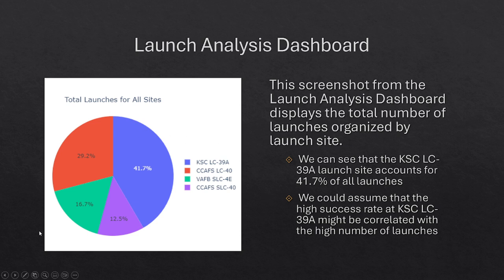This one in particular, this pie chart, is analyzing the percentage of launches from each site. And we can see here that the KSC launch site that's been so successful also accounts for 41.7% of all launches. And I do have this hypothesis that we examined earlier, that the more times these rockets are launched, the more we can learn, the more we can test, and the higher the success rate becomes. We might assume there's a correlation between KSC LC39A's very high success rate and also that it being the most used launch site by SpaceX.